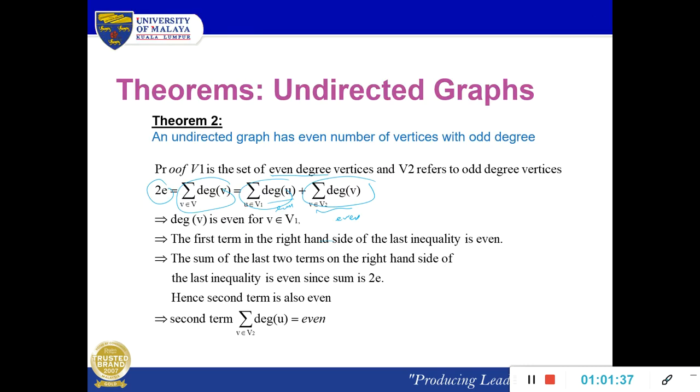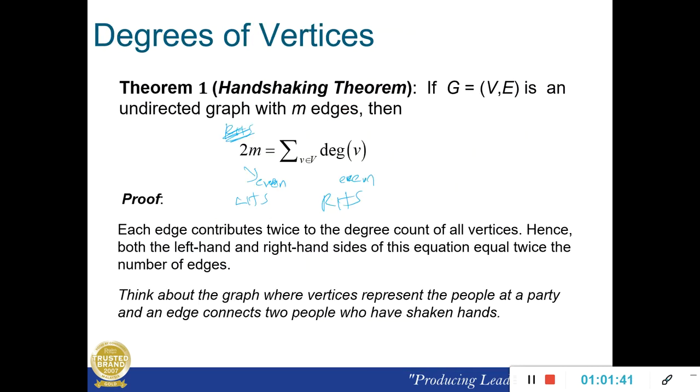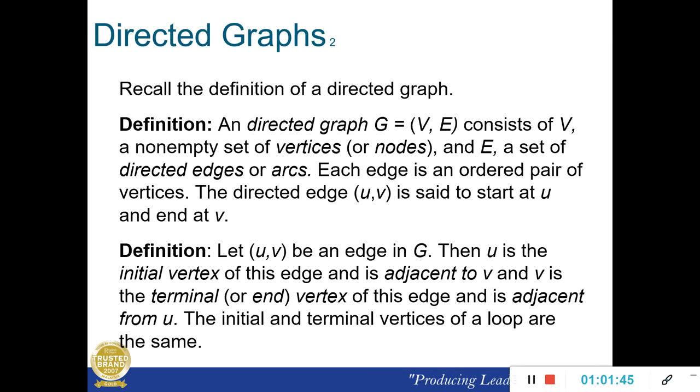Directed graph. So far we talked about undirected graphs and the handshaking theorem, and then we have the directed graph. Recall the definition of a directed graph. A directed graph G consists of V, a non-empty set of vertices or nodes, and E, a set of directed edges or arcs. Each edge is an ordered pair of vertices, meaning that U and V are an ordered pair. The directed edge UV is said to start at U and end at V. Let UV be an edge in G. Then U is the initial vertex and adjacent to V, and V is the terminal vertex adjacent from U. So this is the directed graph.